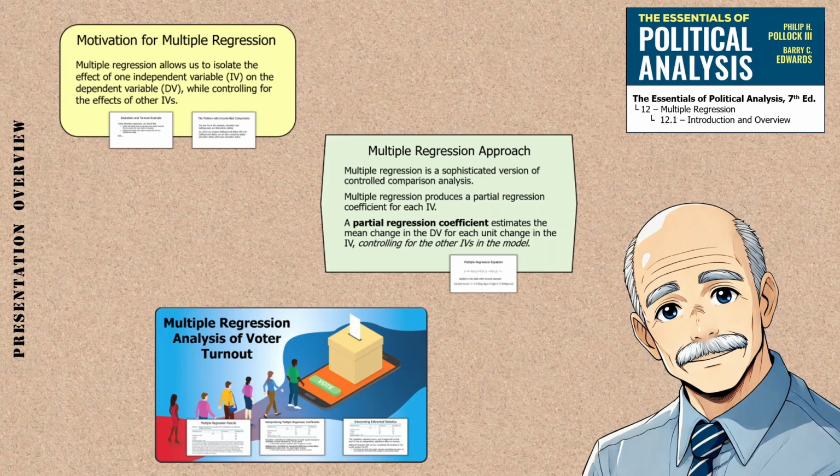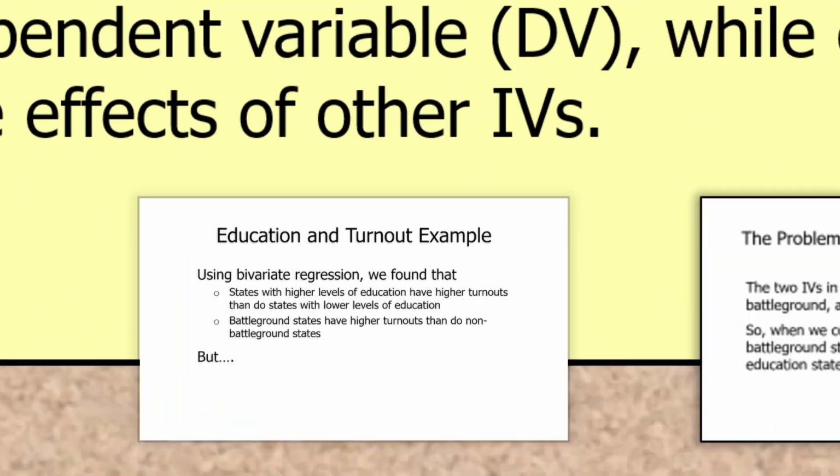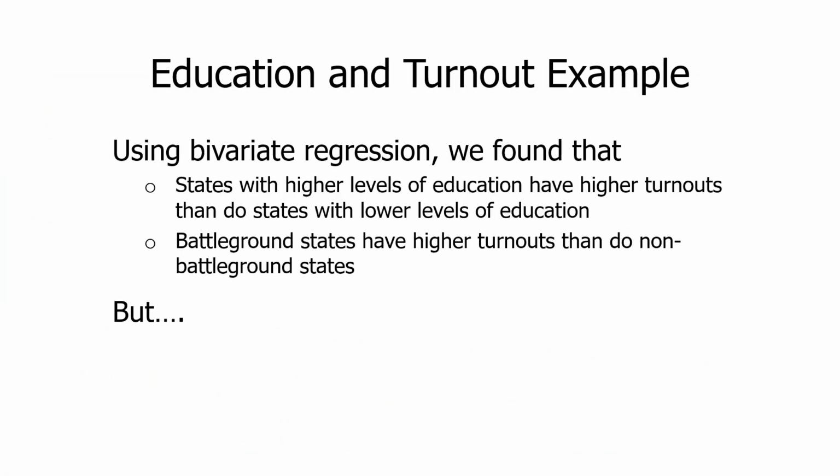In this screencast, I'd like to discuss multiple regression. Multiple regression allows us to isolate the effect of one independent variable on the dependent variable while controlling for the effects of other independent variables. Just to review, in this chapter, when we used bivariate regression, we found the following.